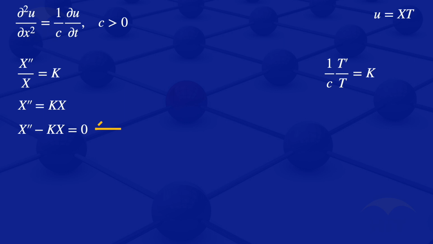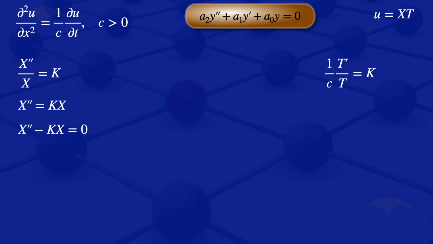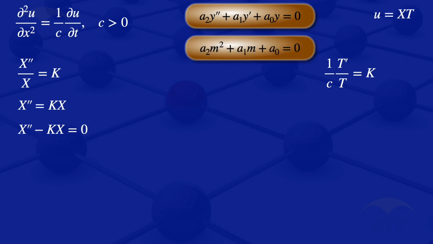What we note there is that this equation is a second order ODE with constant coefficients, because it is of a form similar to the second order ODEs which you've looked at: a2 multiplied by y double prime plus a1 multiplied by y prime plus a0 multiplied by y equals 0. To solve this type of equation, we said we had to find the auxiliary equation a2 m squared plus a1 m plus a0 equals 0. Then the roots of the auxiliary equation determine the general solution.